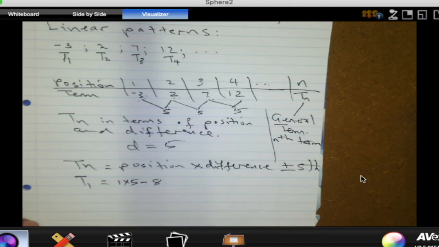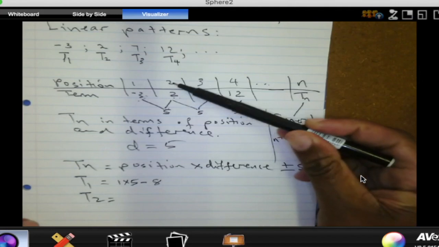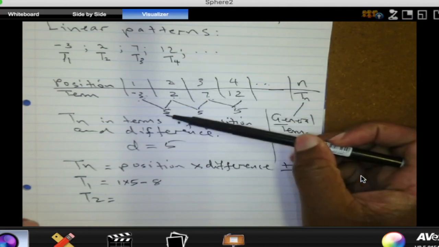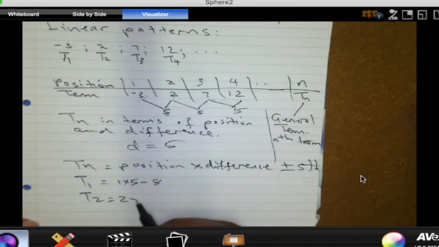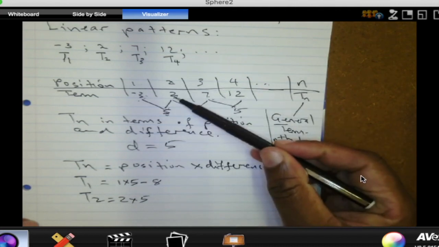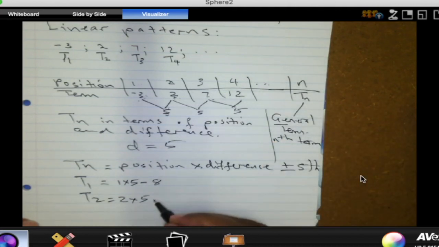Okay, now let's see whether this pattern is the same for T2. So for T2, if you take 2, which is the position, and multiply by 5, which is the difference, what do you get? You get 10. You don't get 2, right? And what do you need to do to get a 2? You need to minus an 8. Okay, maybe one last one.